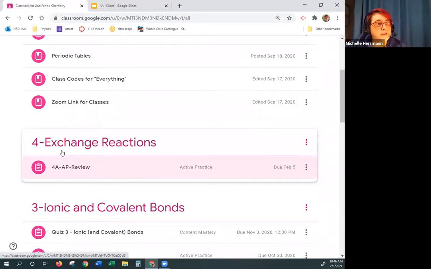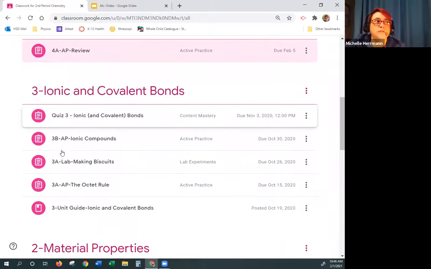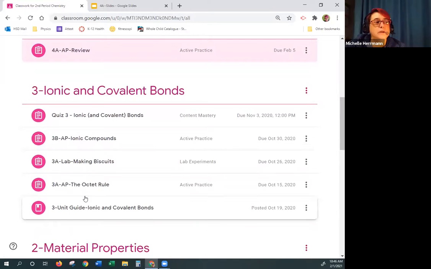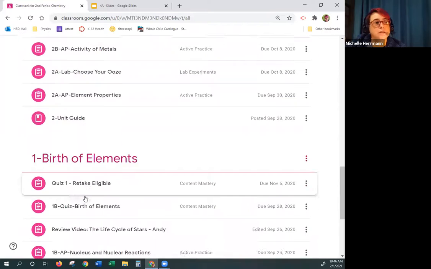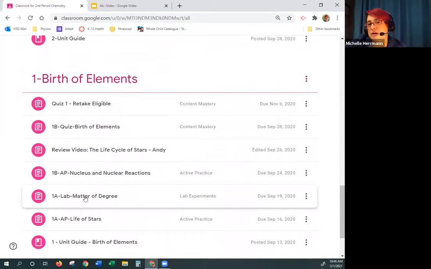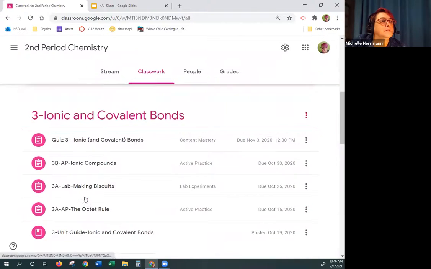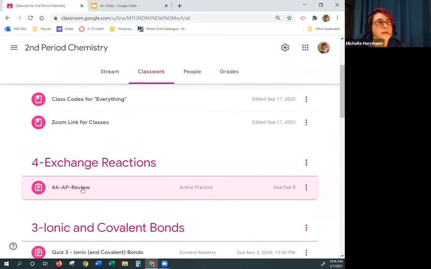But if you scroll down here, you can see all the stuff that we learned about ionic and covalent bonds. Here's stuff about material properties. There's a lot of stuff listed here. So all those assignments are still there. If you remember something or you want to review something, it's all still there. But this is our current topic.